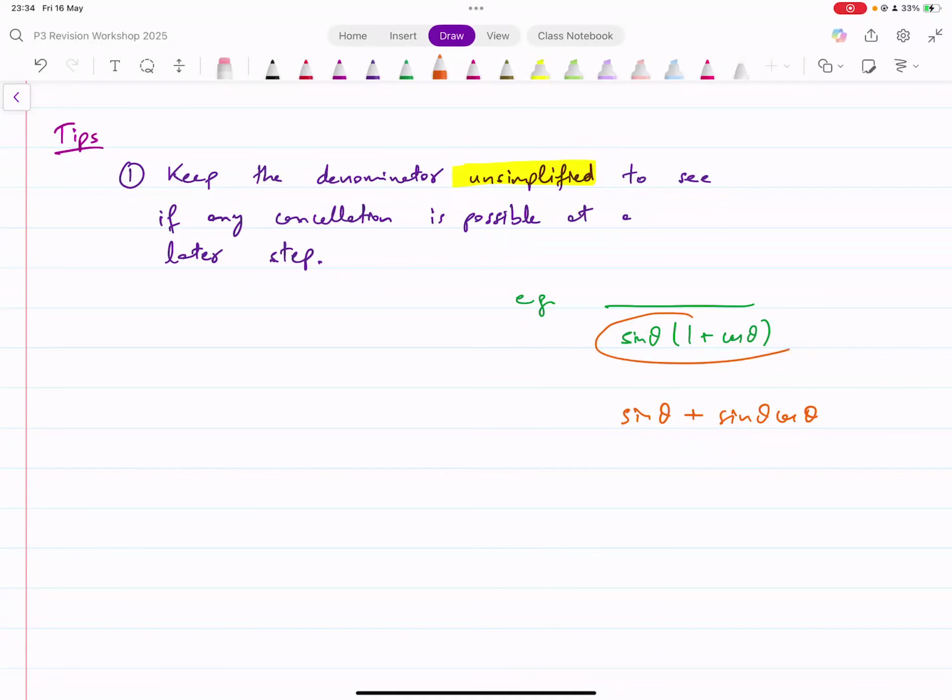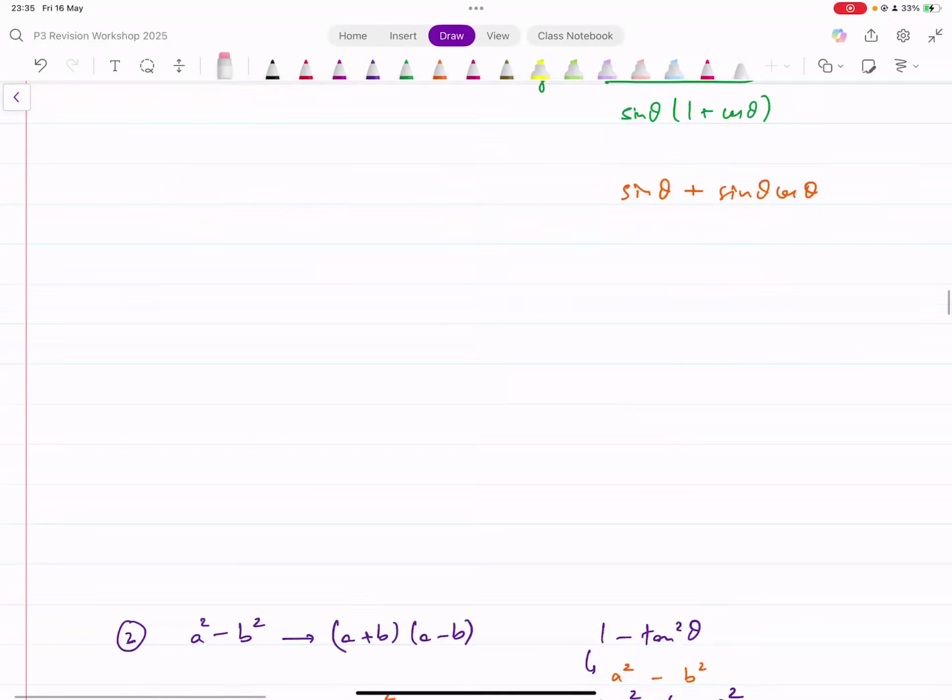it's better to keep it like this rather than simplifying it in this form, because it is possible that in a later step in the numerator, you end up getting something that you can do some cancellation on. For example, you might have 1 plus cos theta whole square in the denominator, and you might be able to cancel out 1 power of 1 plus cos theta with 1 power of 1 plus cos theta in the denominator. And that would help. If you simplify that, then it becomes difficult for you to think of factorizing that again and then doing the cancellation. Okay, so it's helpful to keep the denominator unsimplified to see if any cancellation is possible.